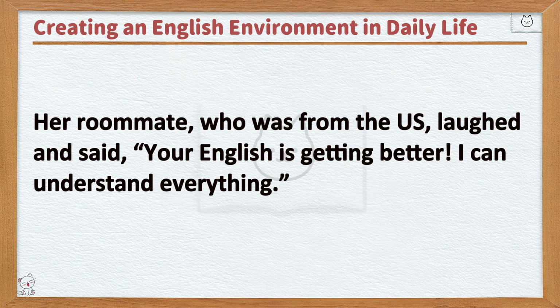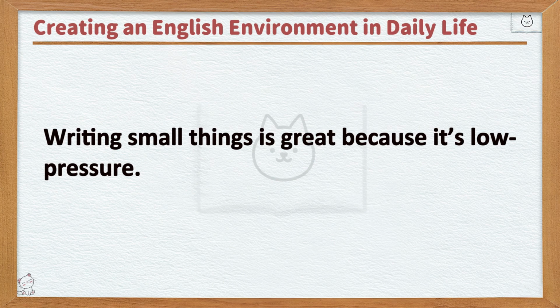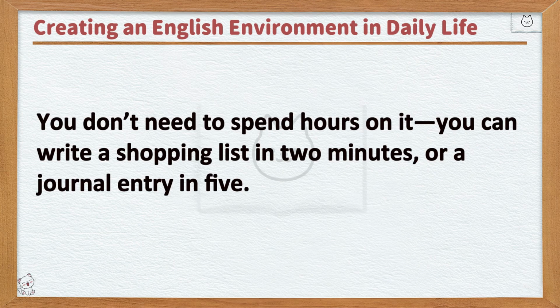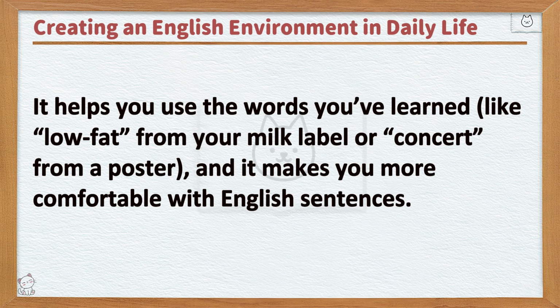I can understand everything." Writing small things is great because it's low pressure. You don't need to spend hours on it. You can write a shopping list in 2 minutes or a journal entry in 5. It helps you use the words you've learned, like "low fat" from your milk label or "concert" from a poster, and it makes you more comfortable with English sentences.